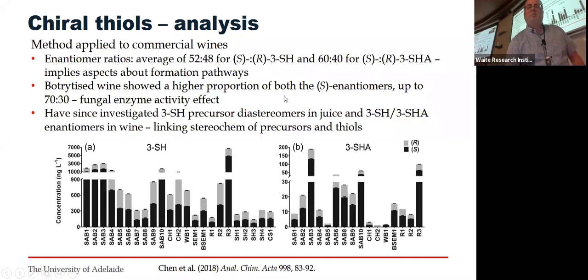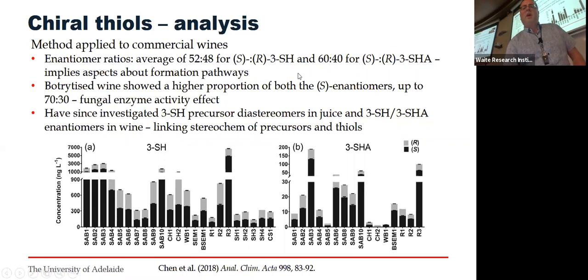And then it jumps up even more when we talk about botrytized wine. A fungal infection on the grapes really alters the enantiomer ratio as well. So there's definitely something enzymatic going on there. I'm not a biochemist, so we just dabble around the edges of this stuff. But we're still identifying some interesting information, and other people take this and build on it, and then we take it back and build on it again, etc.